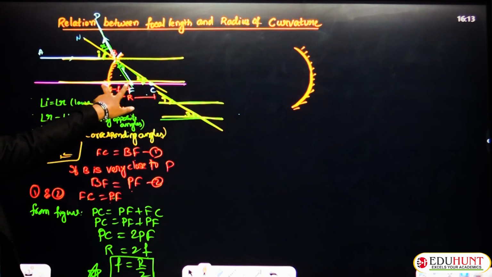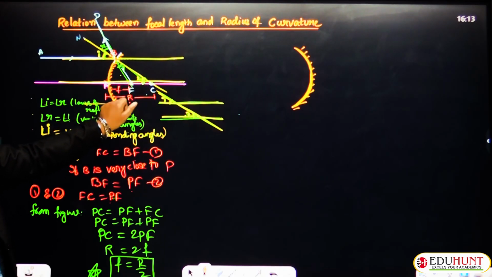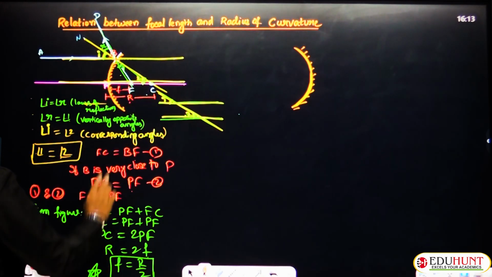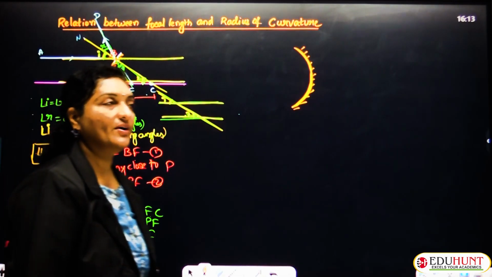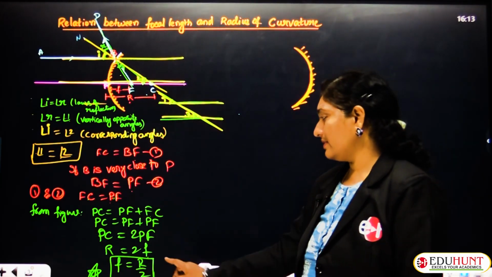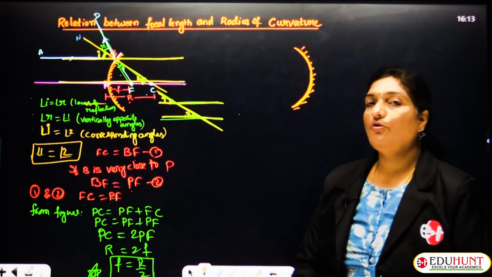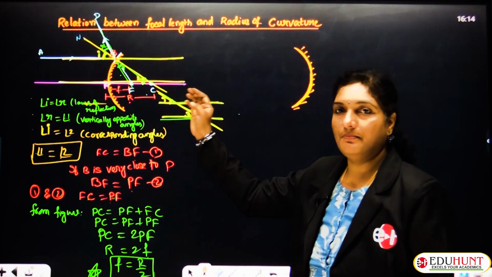From the figure, from P to F, pole to focus, is indicated with the letter F, the focal length, and from pole to center of curvature is indicated with the letter R, the radius of curvature. So naming those, PC can be written as capital R and PF is replaced with F. So the relation between radius of curvature and focal length is R equals 2F, or F can be written as R by 2. This is the relation between the focal length and radius of curvature in the case of a convex mirror.